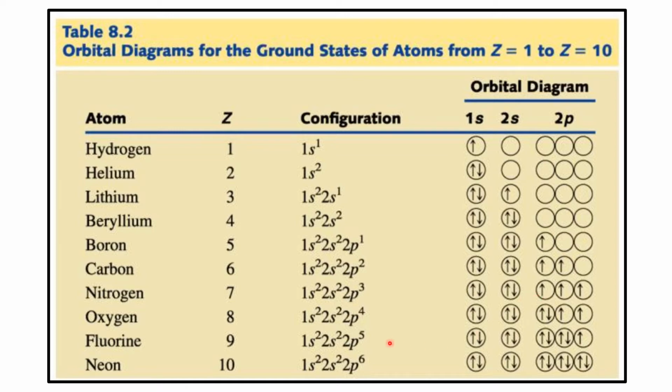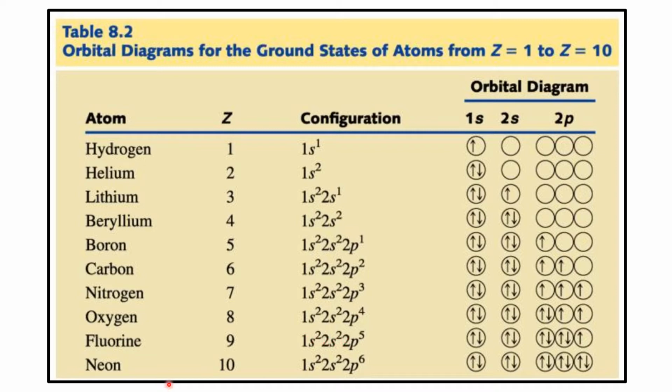The next is oxygen, atomic number 8 and electronic configuration 1s2, 2s2, 2p4. That is 2 electrons in 1s, 2 electrons in 2s and 4 electrons in 2pz, 2py and 2px. The next is fluorine, atomic number 9 and electronic configuration 1s2, 2s2, 2p5.